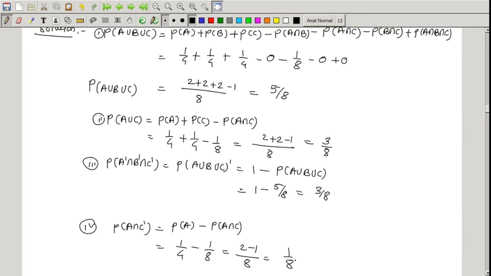So in this way we find the probabilities by using addition theorem of probability.